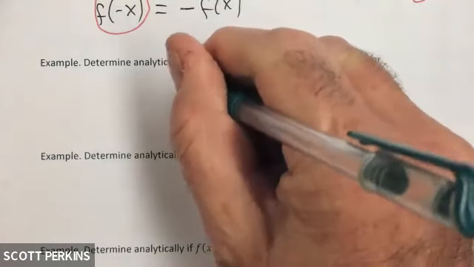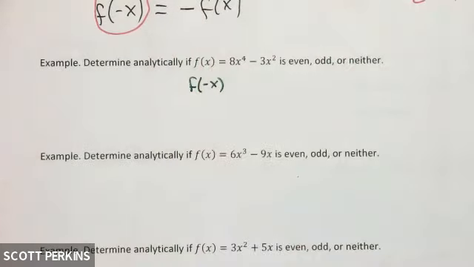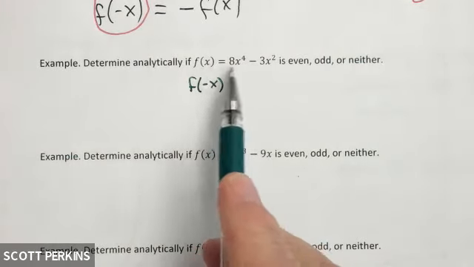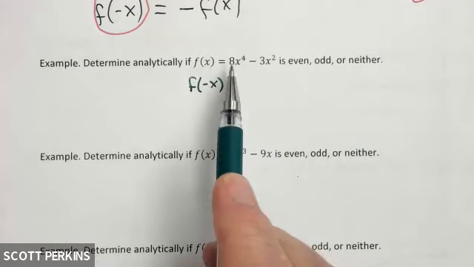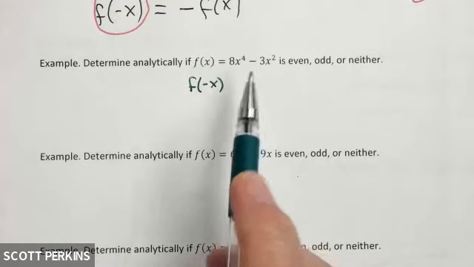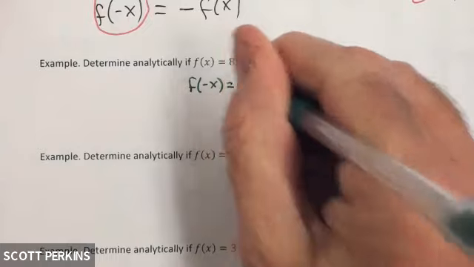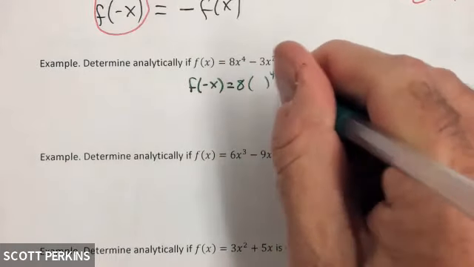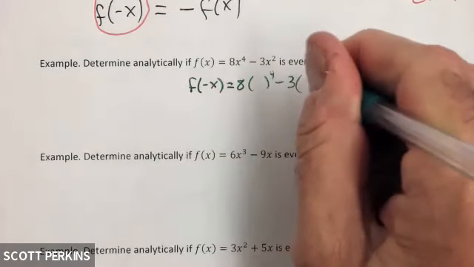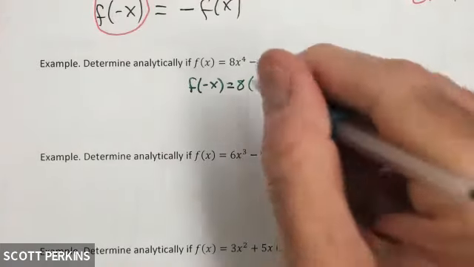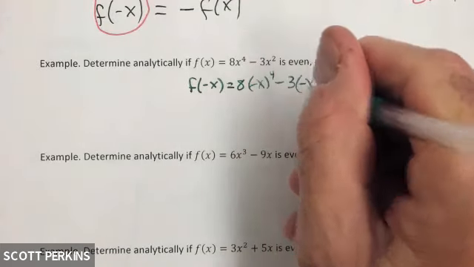I'm going to start with this statement, f of negative x. Okay, that's always where we start. So I'm taking my original function, this is what I started with right here that I've given you. And I'm going to plug a negative x everywhere I see my variables. So I've got 8 times parentheses to the fourth minus 3 times parentheses to the second. And in both of those parentheses, I'm going to put a negative x.